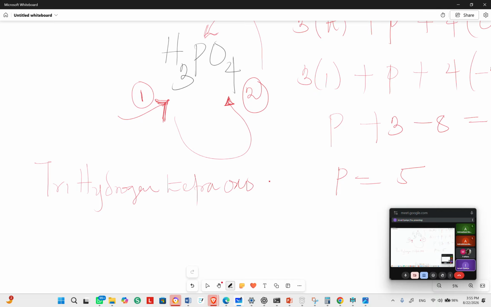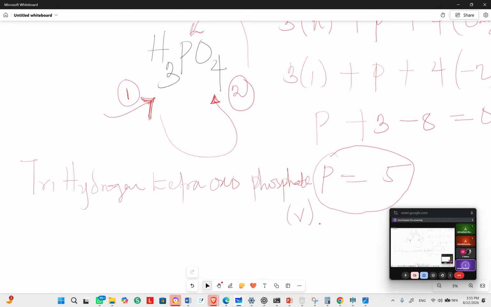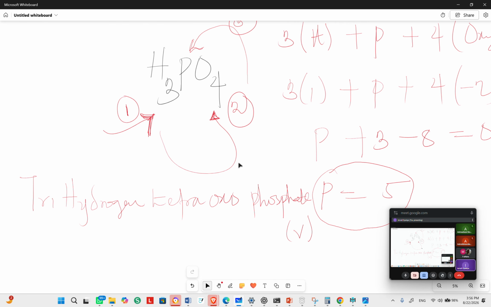Tetraoxo. And then you go to the last one, which is the third one, phosphate. And then you end it with what? With the Roman numeral of the oxidation number of the phosphorus that you calculated. So that would be phosphate 5 in Roman numeral. So the name of that compound is trihydrogen tetraoxophosphate 5 acid. Trihydrogen tetraoxophosphate 5 acid. Is it clear?